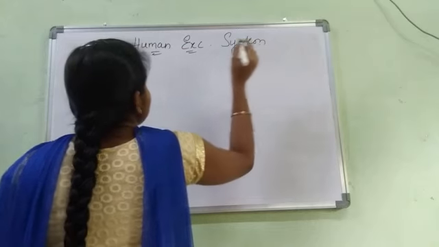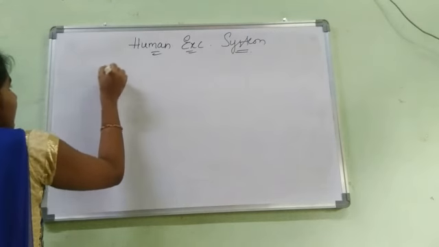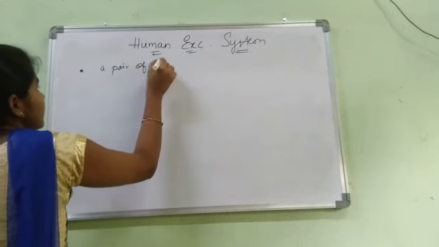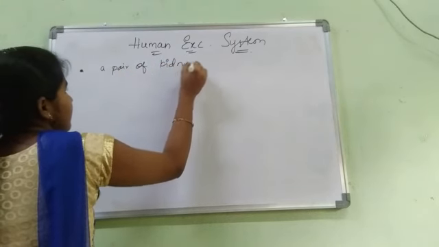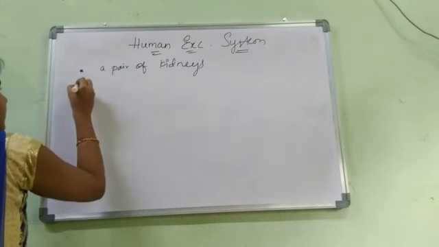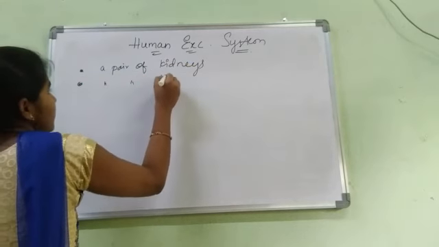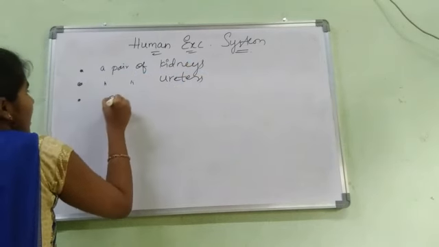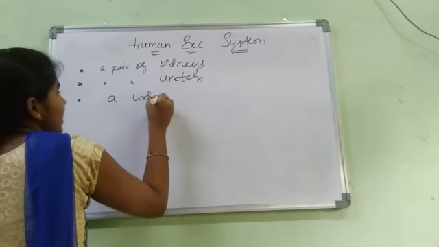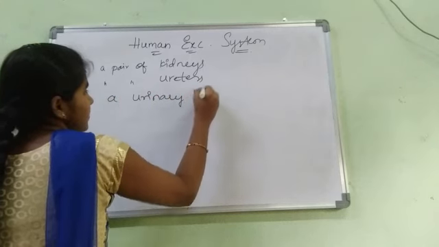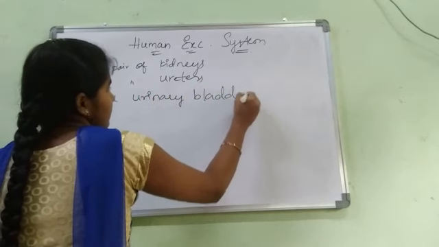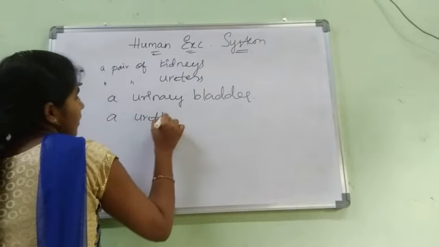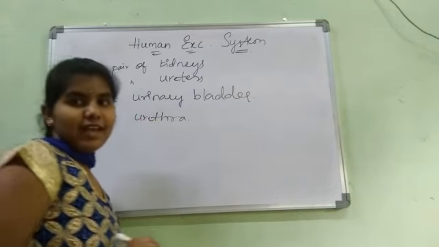Human excretory system consists of a pair of kidneys, a pair of ureters, and a urinary bladder, and a urethra. Let us see a rough diagram here.